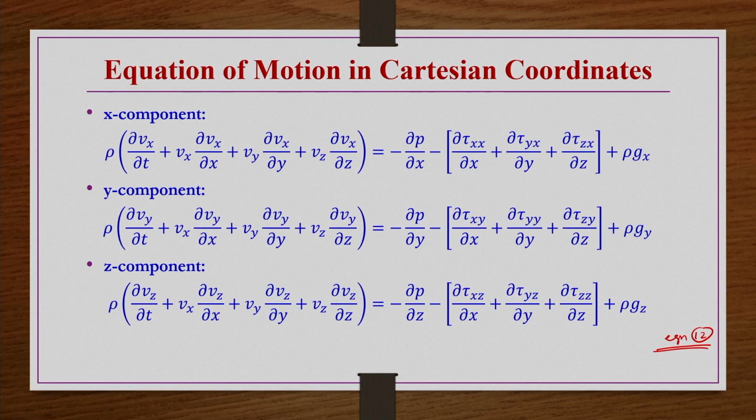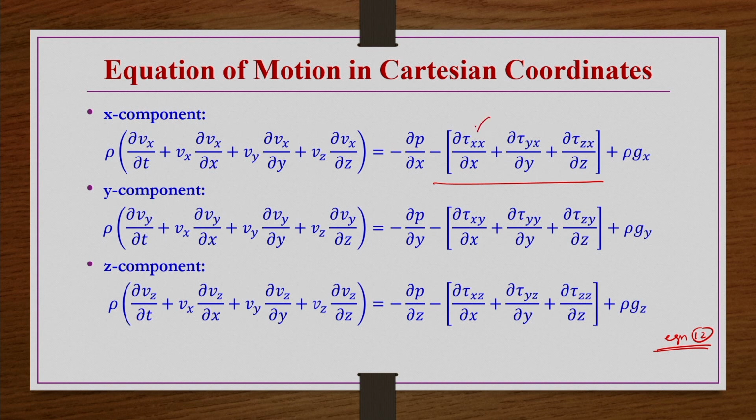Okay. Now, whatever these tau xx, tau yx, tau zx etc. are, if you substitute for the Newtonian fluid, then you will get here minus dou p by dou x plus mu times dou square Vx by dou x square plus dou square Vx by dou y square plus dou square Vx by dou z square. That is nothing but the Navier-Stokes equation. That is what we are going to see.